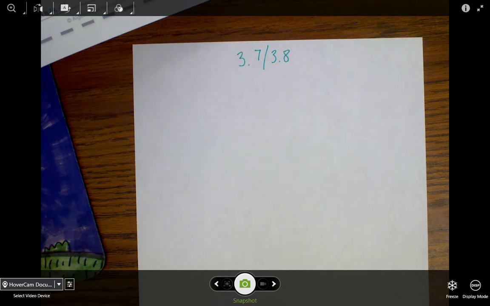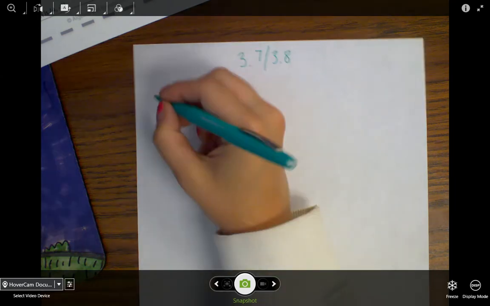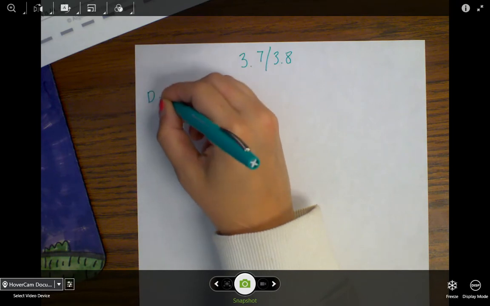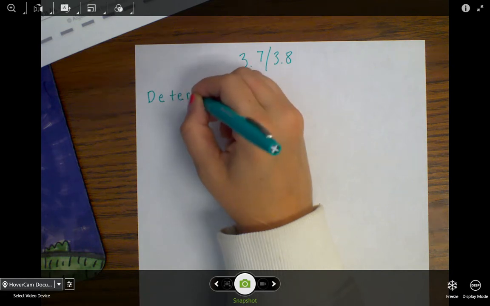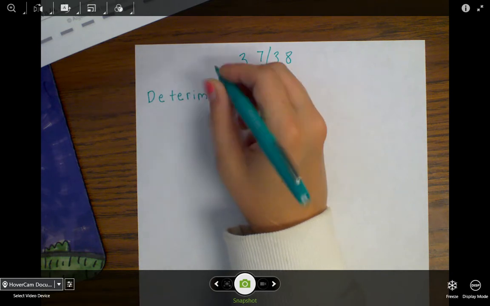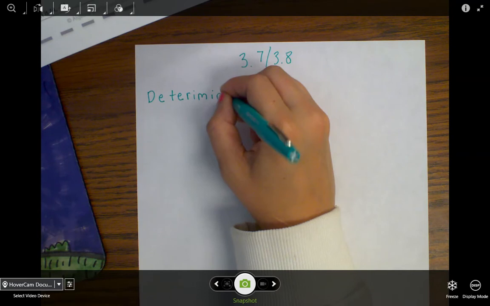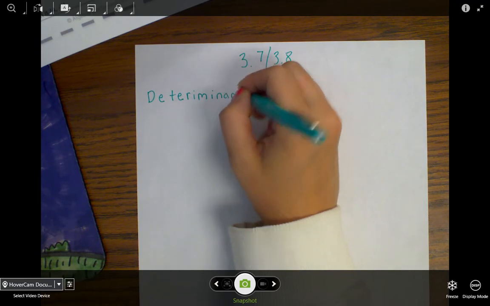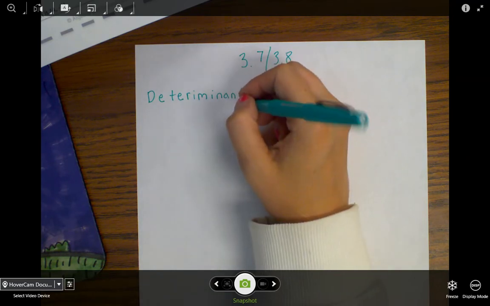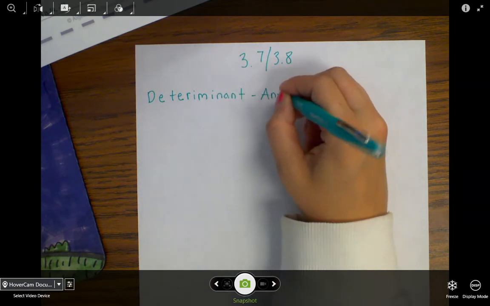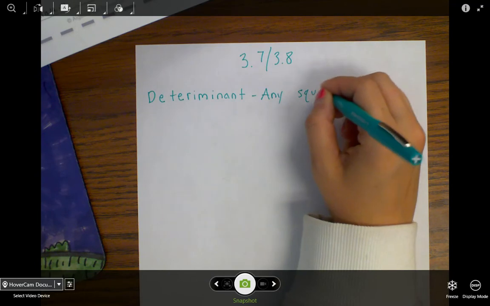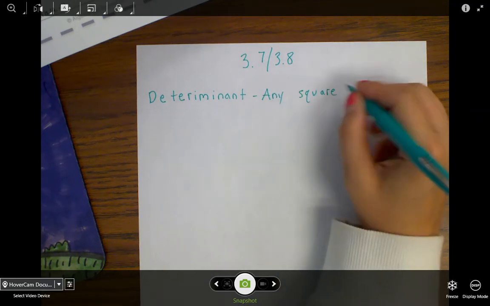Now, first, before we can kind of start doing that, we do have to have some background. So the first thing that we need to talk about is the determinant. Now, the determinant is just going to be another operation kind of that we can do with any square matrix. So any square matrix. So remember that means that our rows and our columns have to be equal.